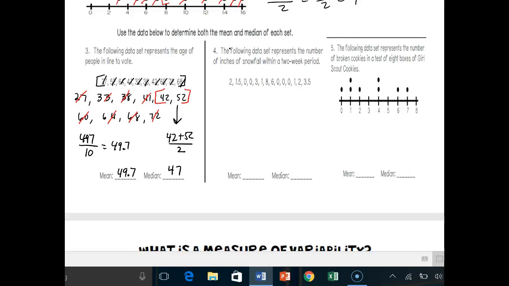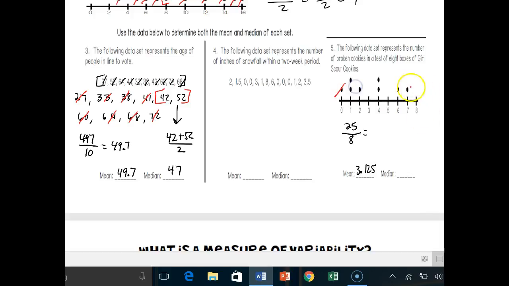All right, and in number 5, when I add these numbers together, think about I'll be adding 0 plus 1 plus 1 plus 2 plus 4 plus 4 plus 6 plus 7. That'll give me a total of 25. I'll divide that by 8 since I had 8 dots there. I include the 0. And I'll get my mean of 3.125.